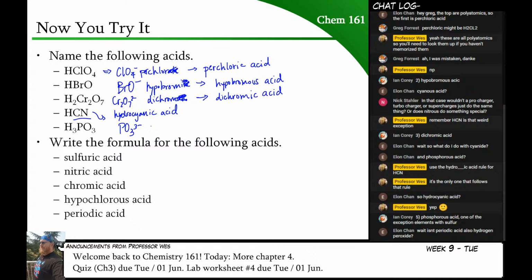This one follows the rule we've been doing so far. PO3, 3 minus. This is phosphite. We get rid of the ite, and this becomes phosphorous acid. Now, keep in mind that the difference between phosphorous and phosphoric is this O here. And a lot of people omit that O or forget that O. If you're typing it into Canvas, that O is important. Be alert about that.